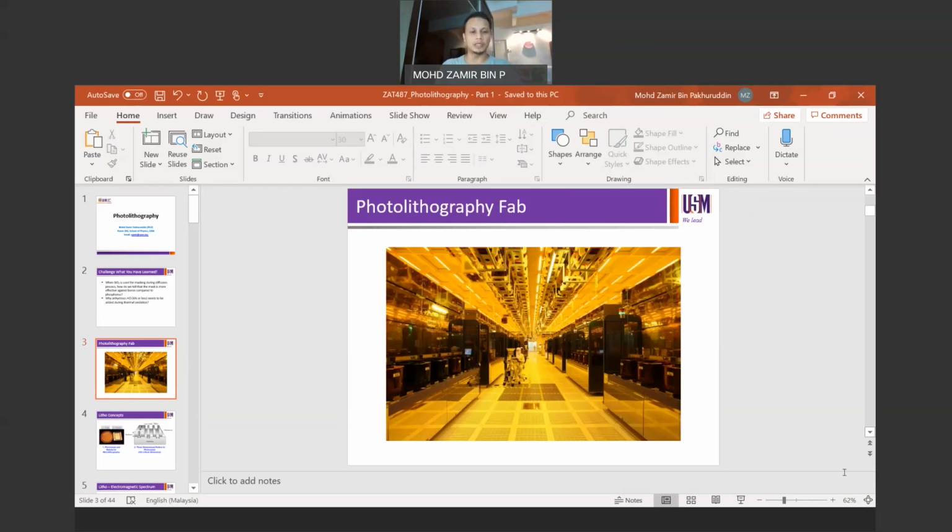So photo there means light, or photons. This is the environment of a lithography fab. The ambient is yellow light, and there's a reason for that. It is a photosensitive process, so it's sensitive to light, so it has to be conducted under yellow light conditions.